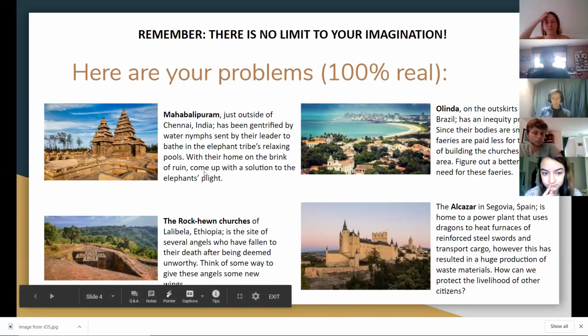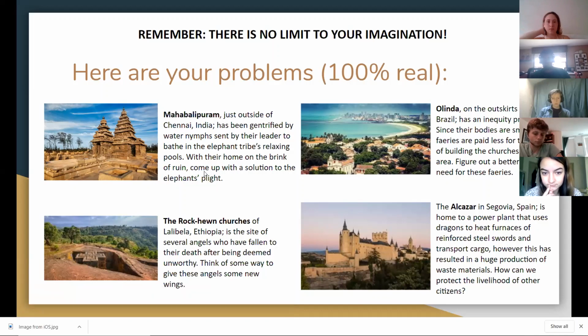So we're gonna send you into breakout rooms. Try to be as creative as you can. Come up with the most ideas. Remember, there's no limit to your imagination. So go wild.